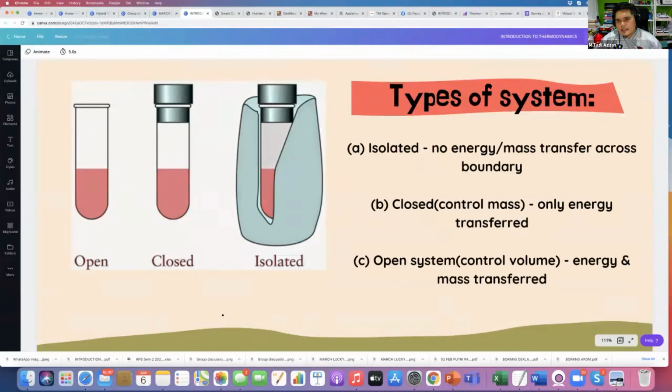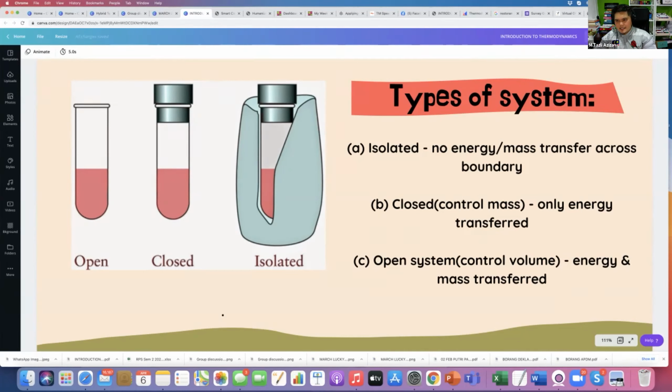But what about an isolated system? An isolated system is where there is no energy or mass transfer across the boundary. Can you give an example of an isolated system? Anybody can share something, write on the chat. What is the example of an isolated system? Do you have any idea?